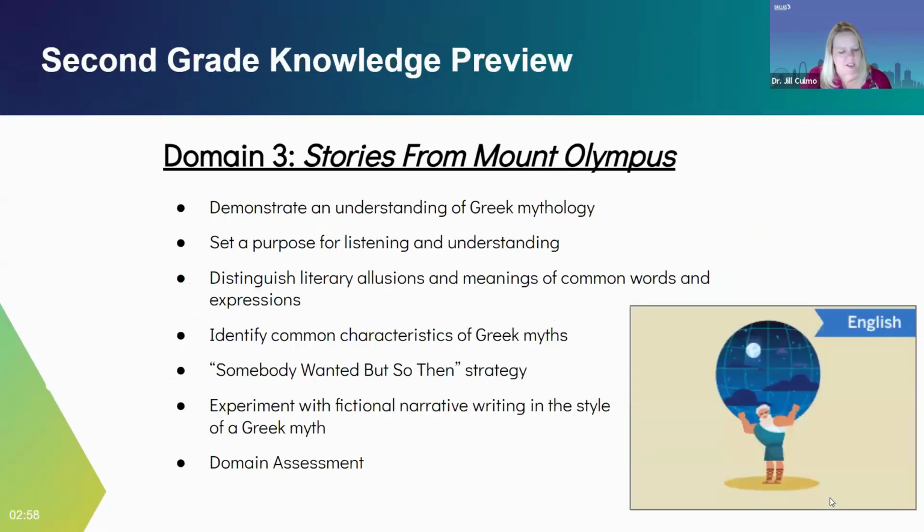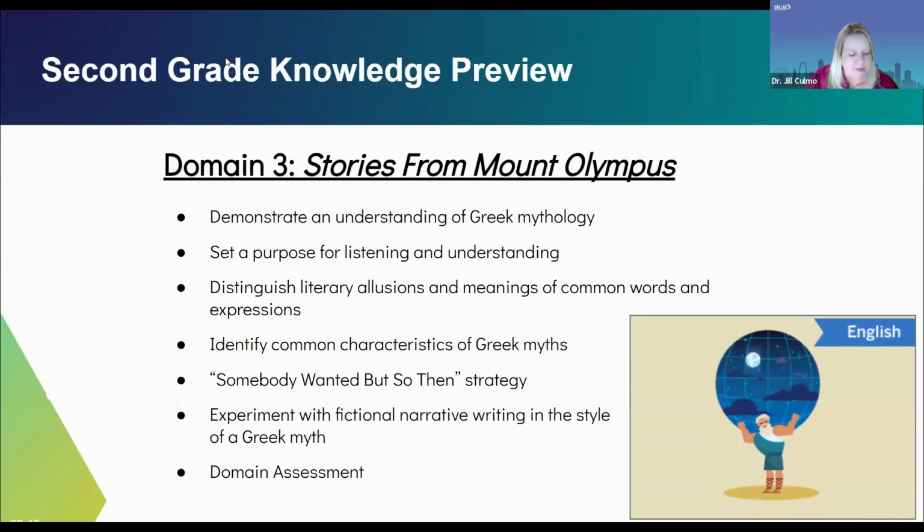All right, so let's move into second grade. In second grade, there will be 4 different knowledge domains covered in quarter 2, starting with domain 3, Stories from Mount Olympus. Students in this unit will build on their knowledge of ancient Greek culture through exploration of Greek myths and recognize the continuing cultural relevance of these stories in literary allusions, common words, and expressions still used today.